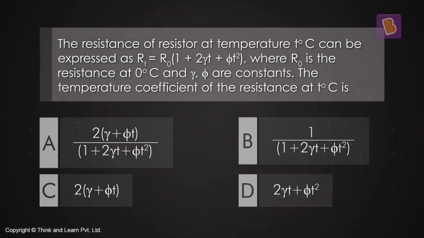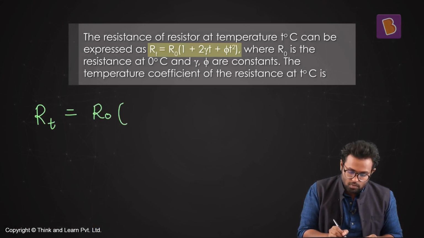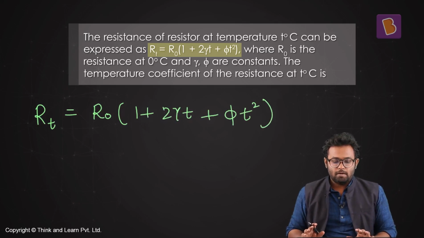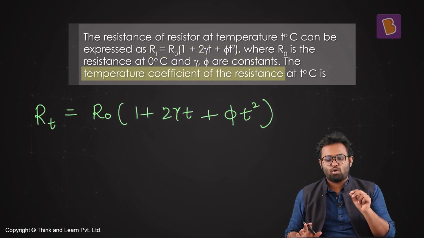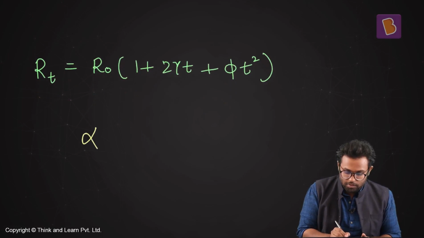Now here is the first problem we are going to discuss in electric current. In this problem we have a resistor, and the resistance of that resistor R(t) is given to be R0 (1 plus 2 gamma t plus phi t squared). We are told that gamma and phi are constants, and we have to figure out the temperature coefficient of resistance. So we have to basically find the alpha in this problem.